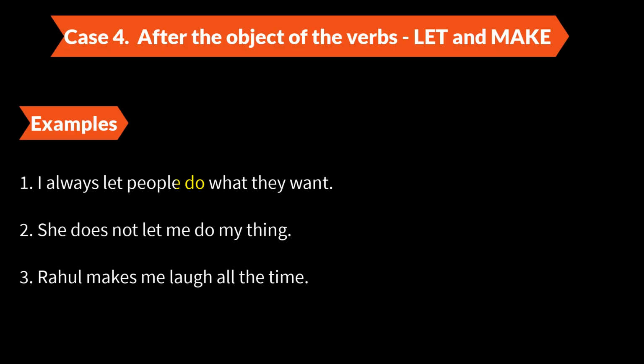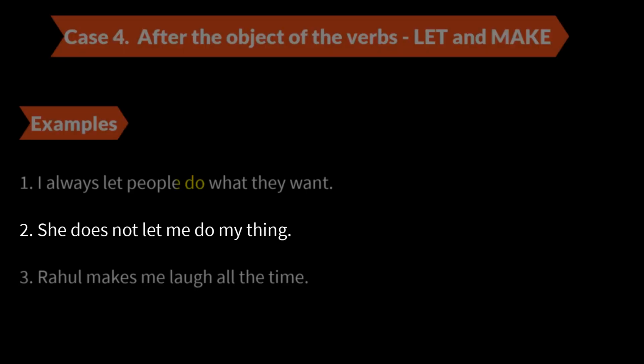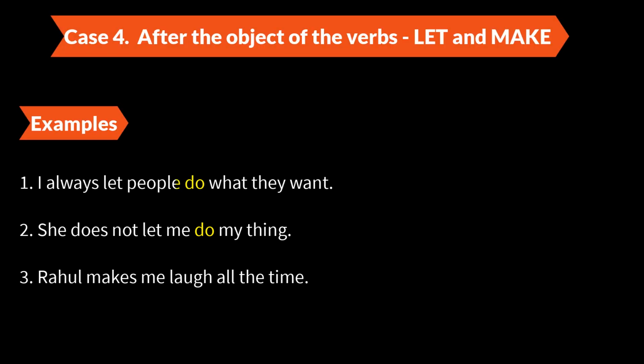Let's look at the next example. She does not let me do my thing. What is the zero infinitive here? Very simple. Do. She does not. Let is the main verb. Me is the object of the verb let. And do is the zero infinitive. She does not let me what? Do my thing. Alright.